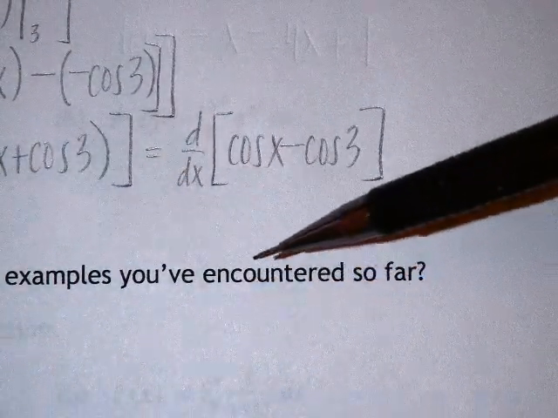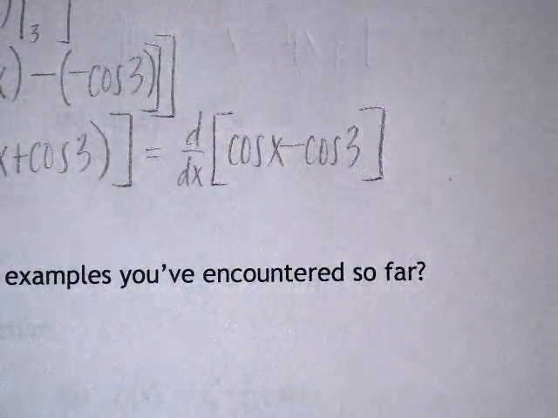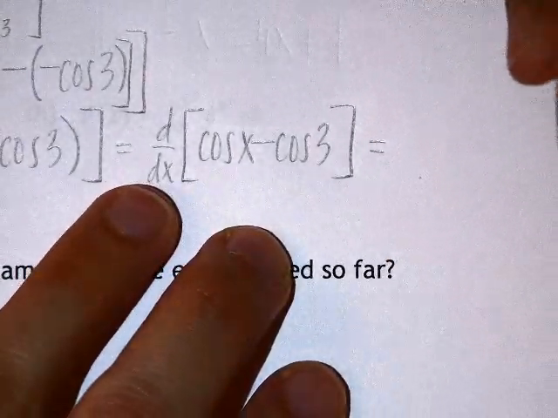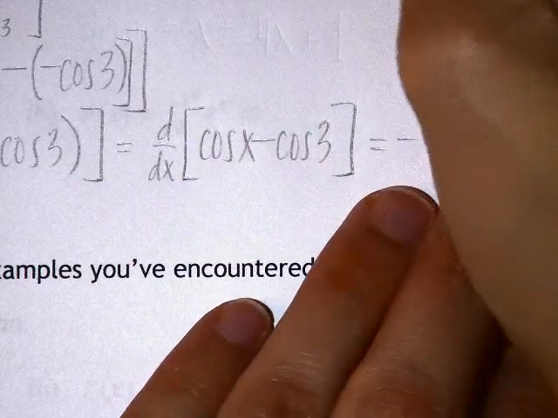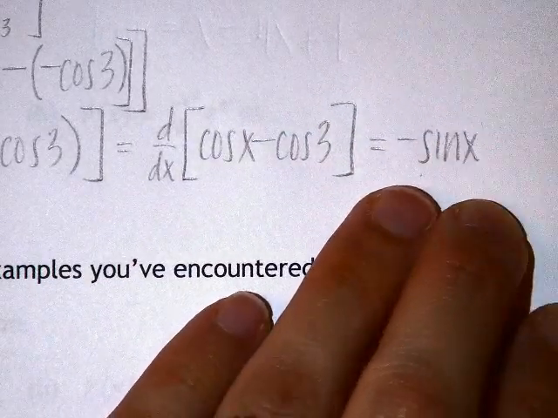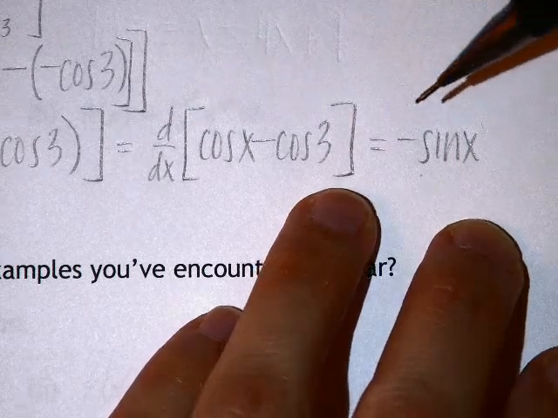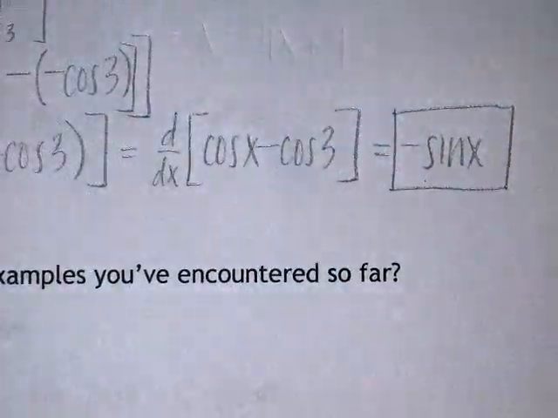That means take the derivative, but no worries. Derivative. I can do derivatives. Derivatives are fine. Derivatives are my happy place. I can definitely do derivatives at this point because that is way easier than what we started. So the derivative of cos x, that's negative sine x. Now cos 3 is a constant, so the derivative of a constant is just 0. That means my answer is negative sine x.